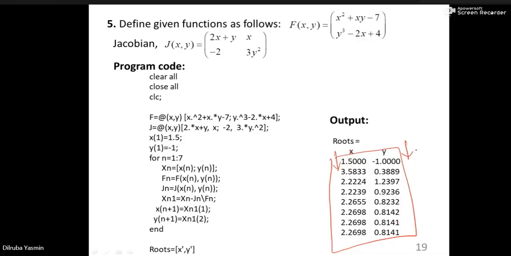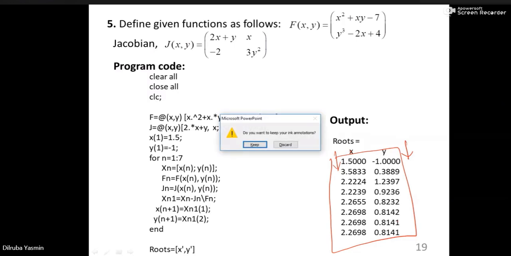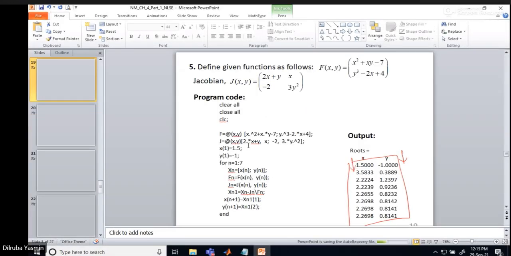Let me check what is the time right now. Yeah, I'm coming soon.